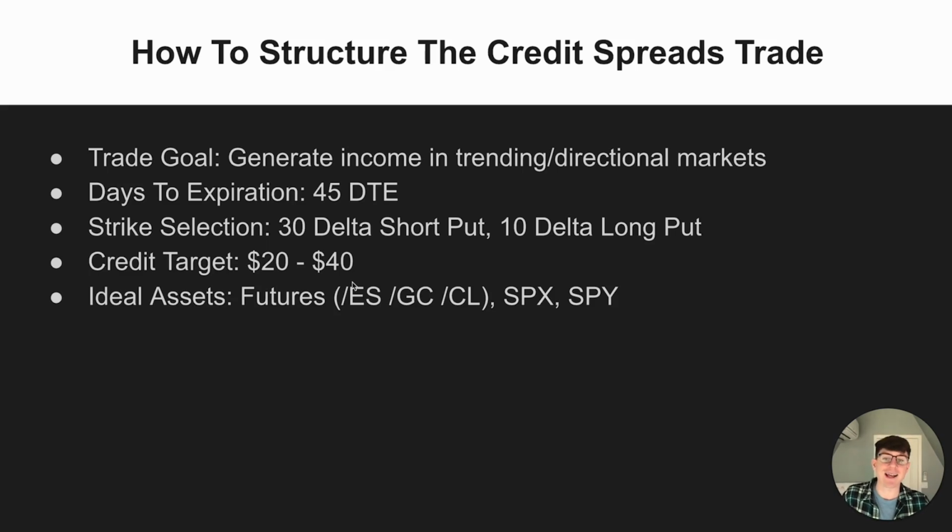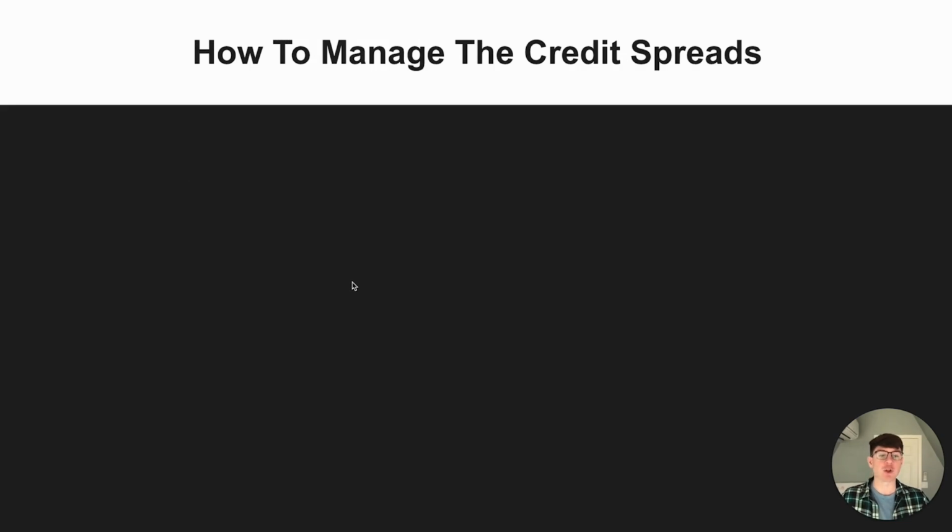Now, what are the ideal assets to trade this on? Obviously, I love futures because they get greater return, which I'll show you later in this video. Futures would be ES, GC, CL, so that'd be the S&P 500, gold, and crude oil. We can also do this on SPX and SPY for stocks and ETFs. That's how we structure the trade.